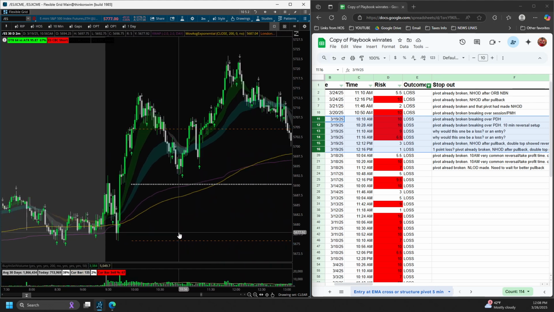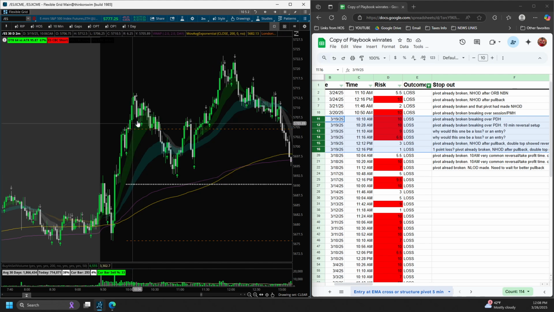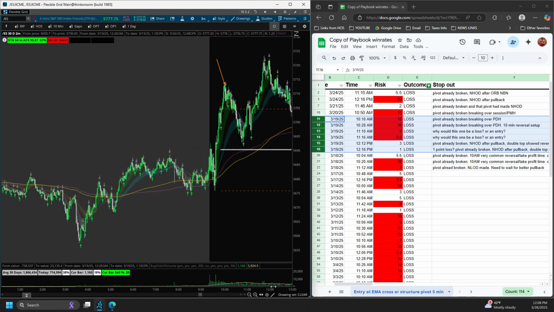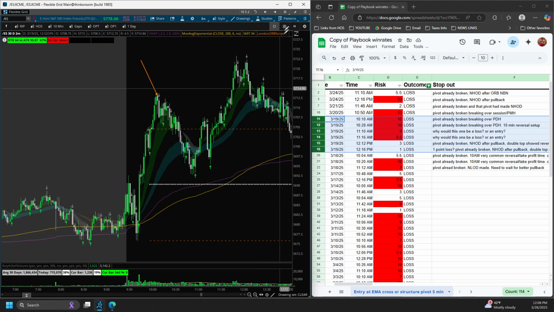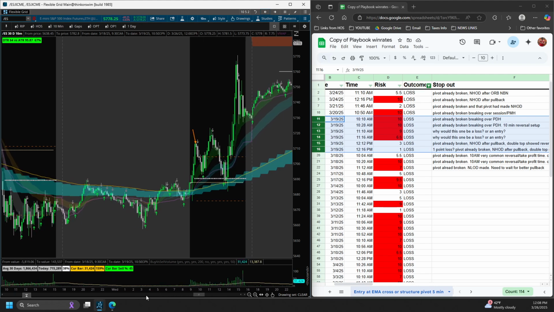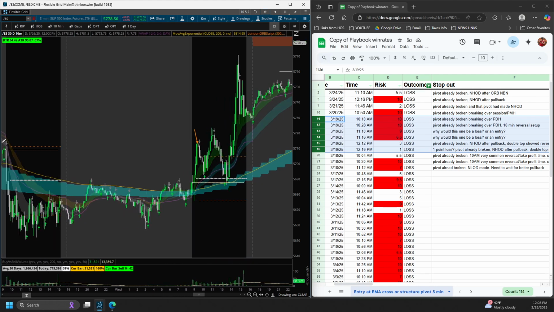First one would be 319, 10 a.m. So here, this one I had a good question about. Why would you enter in on this candle? Again, it was one where I was like, did it close enough over to count it? But technically it pulled back onto the previous day high.